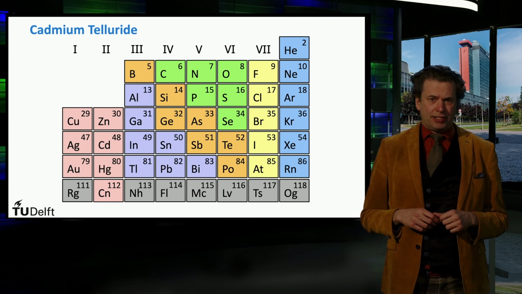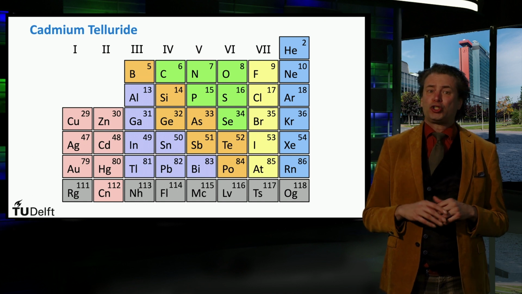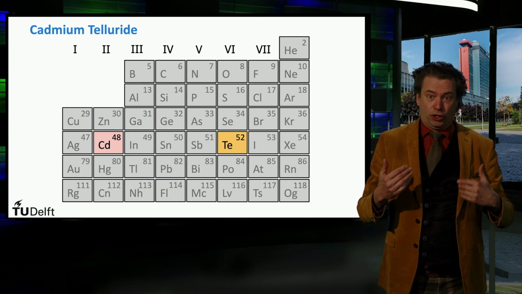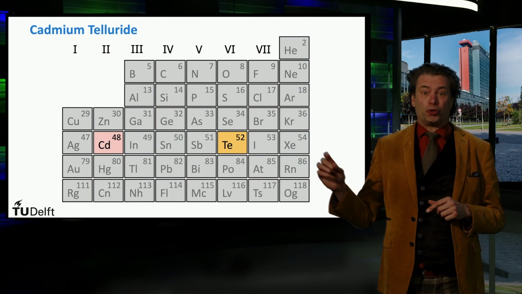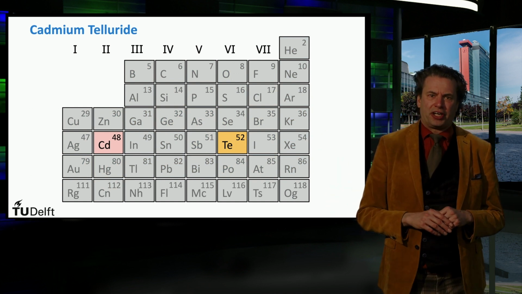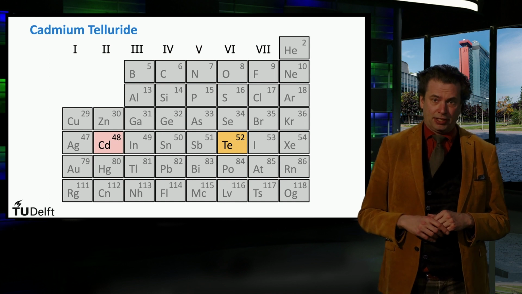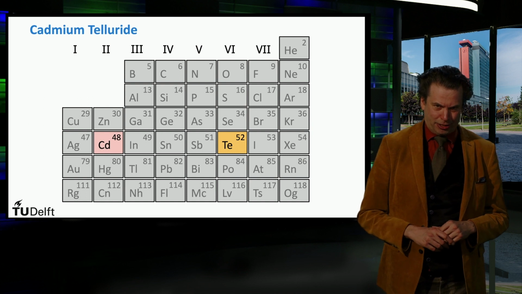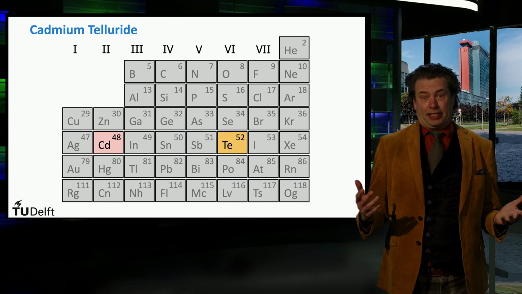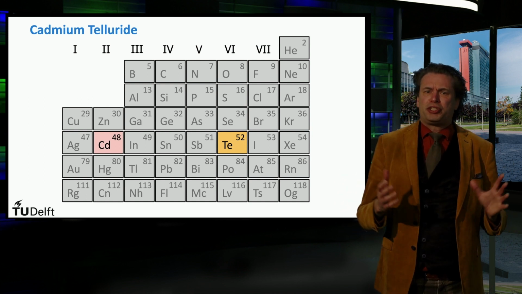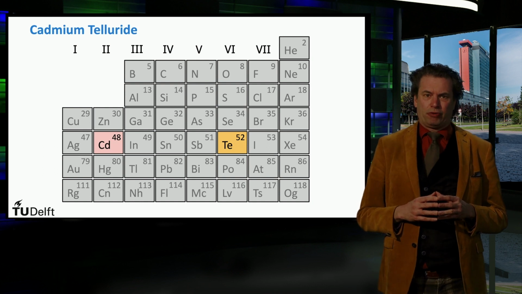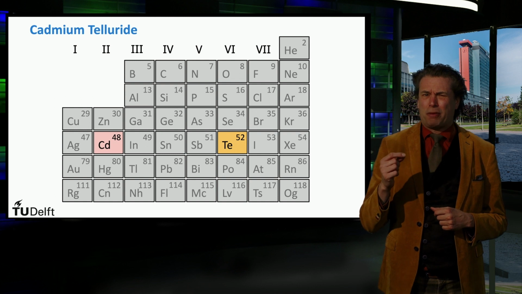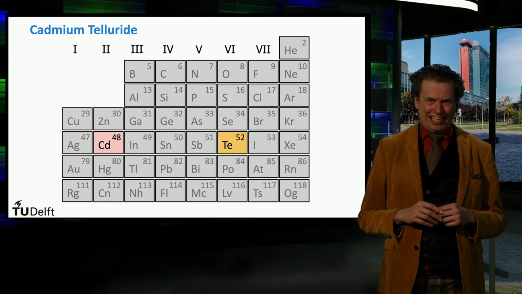Cadmium telluride is a semiconductor that belongs to the chalcocyanide materials, since the element tellurium belongs to group 6 in the periodic table of elements. This is indicated by the Roman numeral 6. Together with cadmium, it forms a 2-6 semiconductor compound. Cadmium is a so-called transition metal, meaning that it has a partially filled d-electron shell.